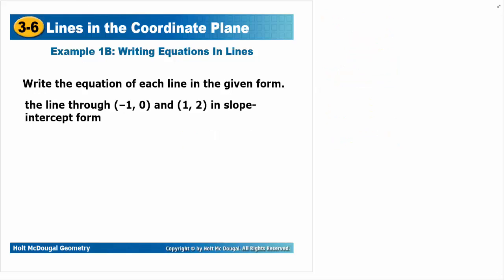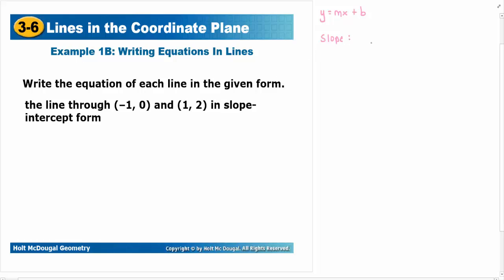Okay, same thing, we're going to write the equation of the line, but now we're going to use slope-intercept form. So in slope-intercept form, that's going to be y equals mx plus b. So I need to have the slope first. Let's just go ahead and do that.